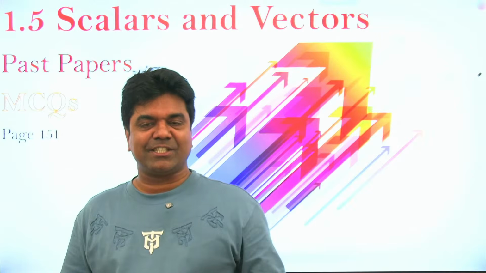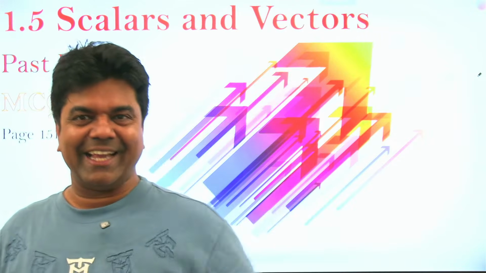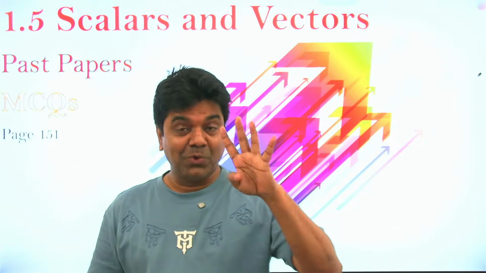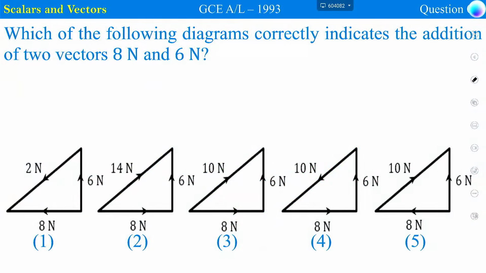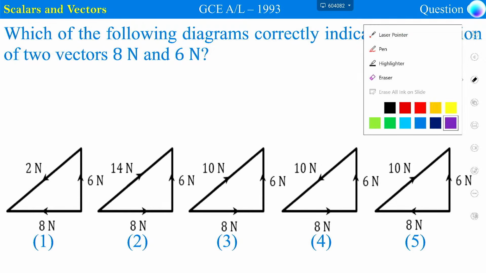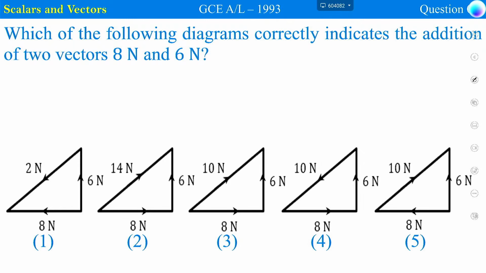This past paper discussion will give you the full understanding of vectors, the 4 theories of vectors, right? So let's take one by one. Which of the following diagrams, this is 1993, a very old syllabus, but the same question, correctly indicates the addition of two vectors, 6 Newton and 8 Newton? They're talking about 6 Newton and 8 Newton, right?